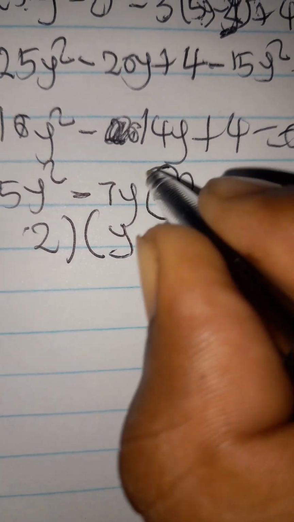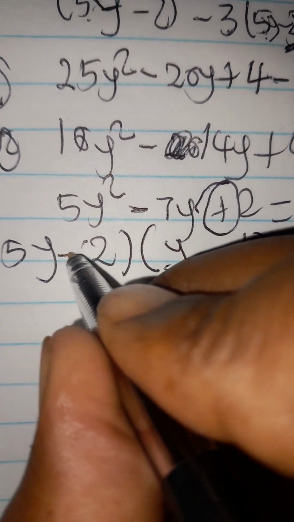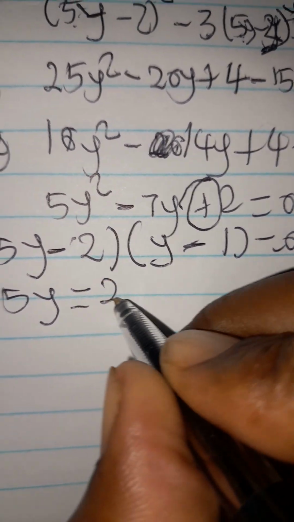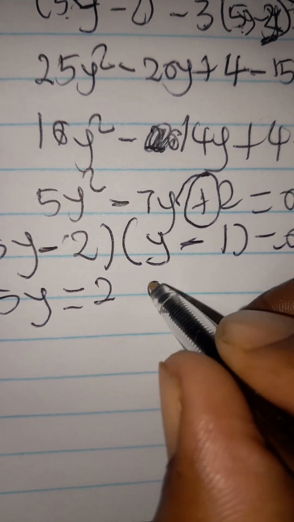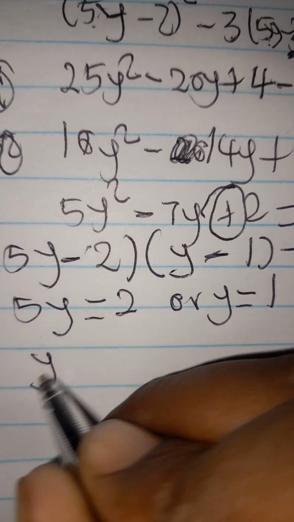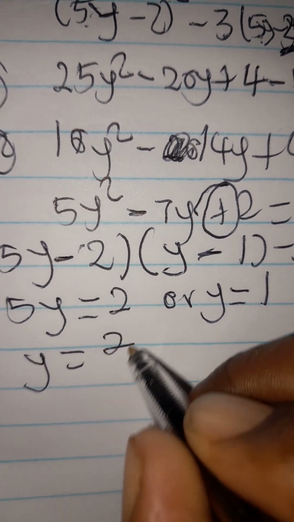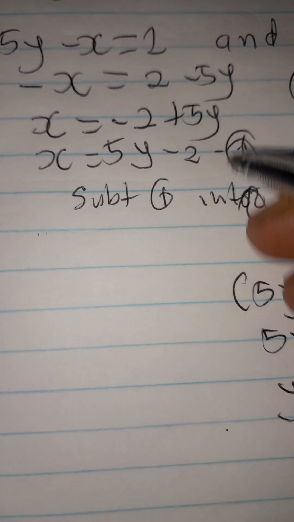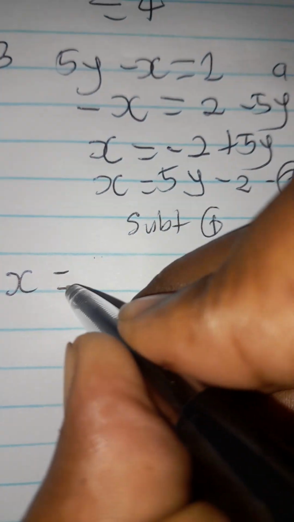Since the last term has a positive sign, we are going to have same signs here. So we are going to equate everything to 0. This is going to be 5y is equal to 2, or y is equal to 1. Then divide both sides, that will be 2 all over 5, or y is equal to 1. We are not done. We can go to the first equation so that we can get x there.